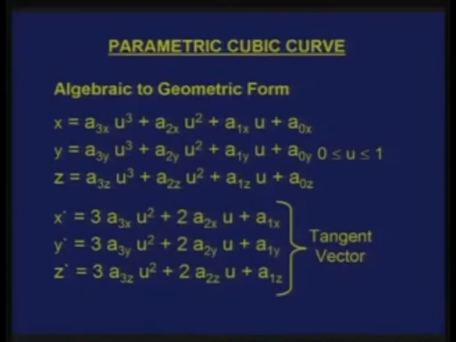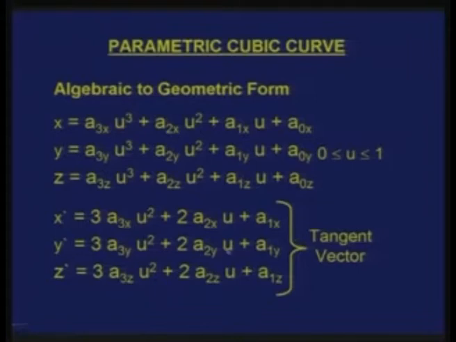In geometric form, this is a way to go from algebraic to geometric form. This is the algebraic form which we just saw in our previous slide. Now, I will differentiate this particular curve with respect to the parameter u. If I differentiate the three curves, I get these three equations, which are basically the differential form. These are called tangent vectors.